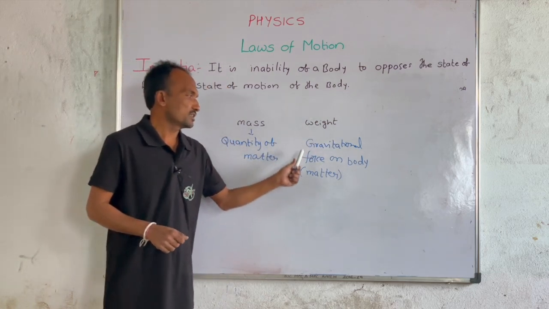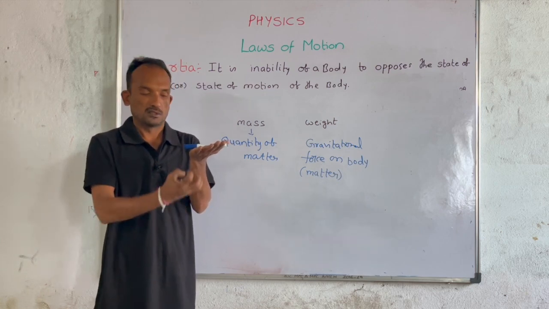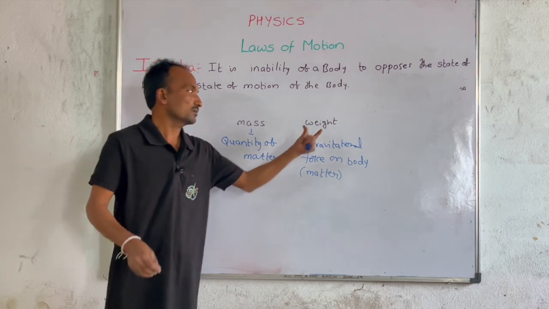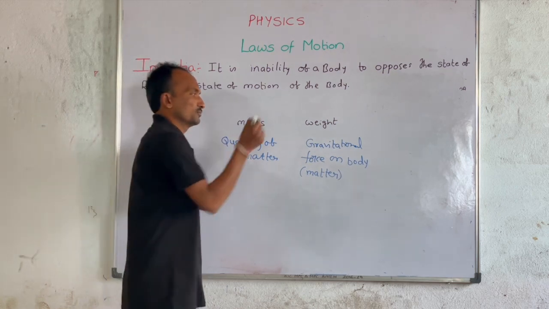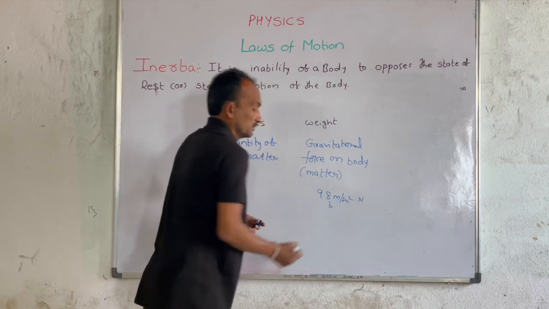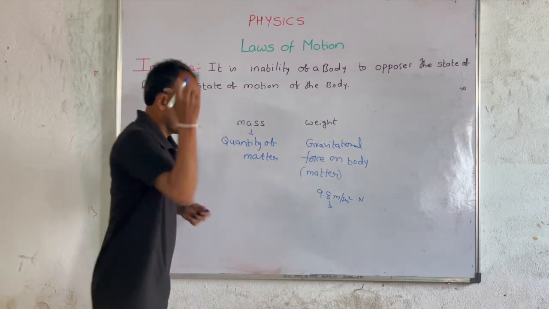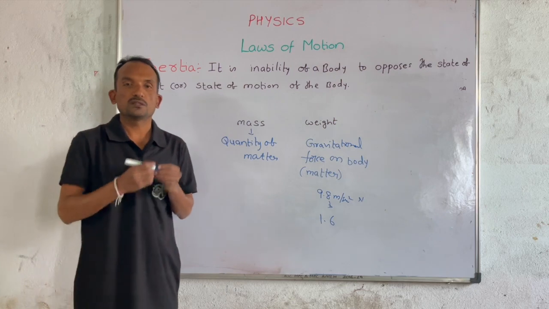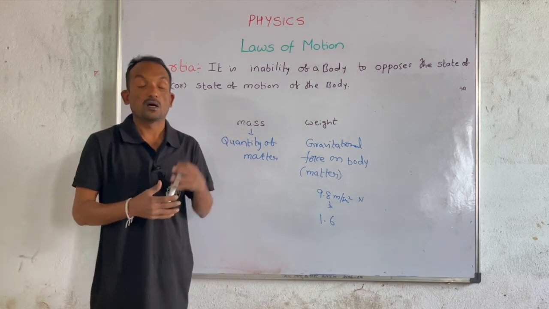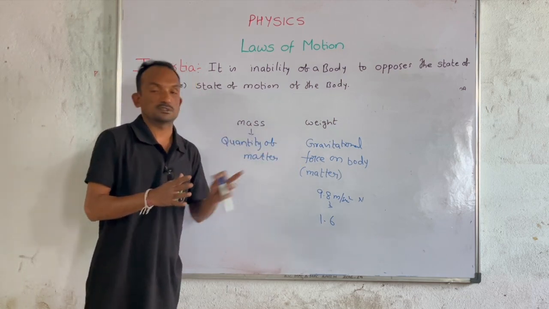What about weight? The gravitational force on matter is called weight. When the marker is in my hand, one force is acting downward; that force is the gravitational force. So the gravitational force on a body, on matter, is weight. On the surface of the earth, it is 9.8 meter per second square, and weight is measured in Newton. On the moon its value is 1.6. So the weight of a body changes with respect to place. On earth one value, on the moon another value, on Jupiter another value, because different places have different gravitational forces. So this is weight.